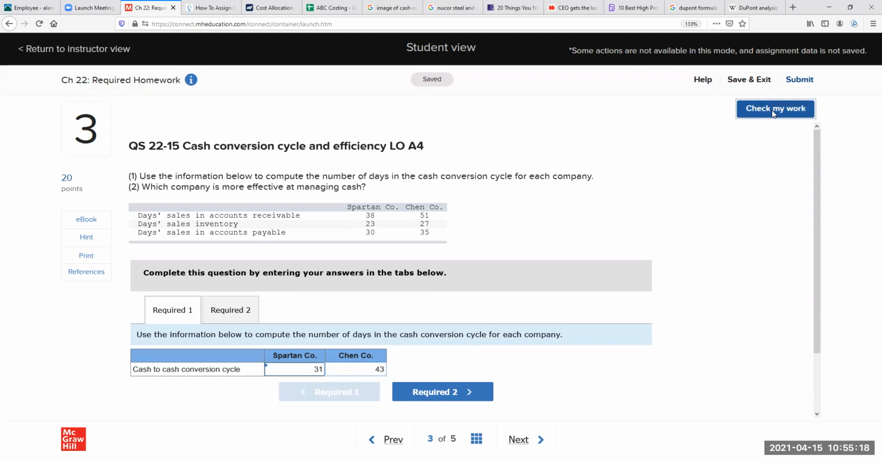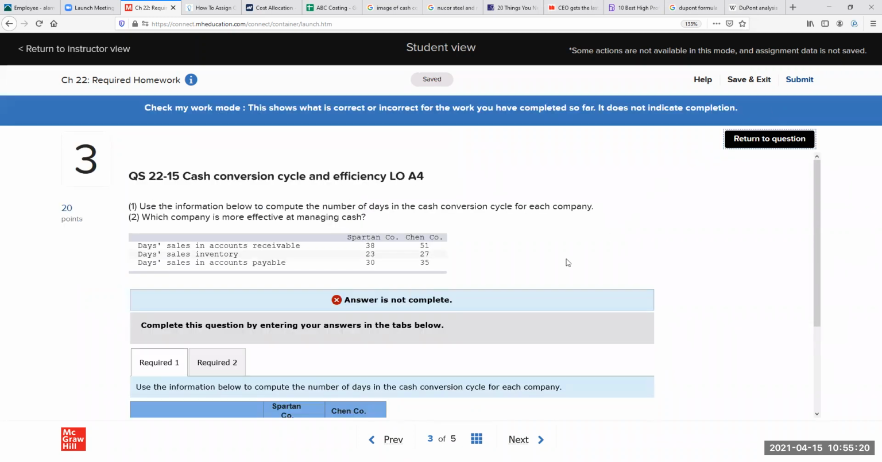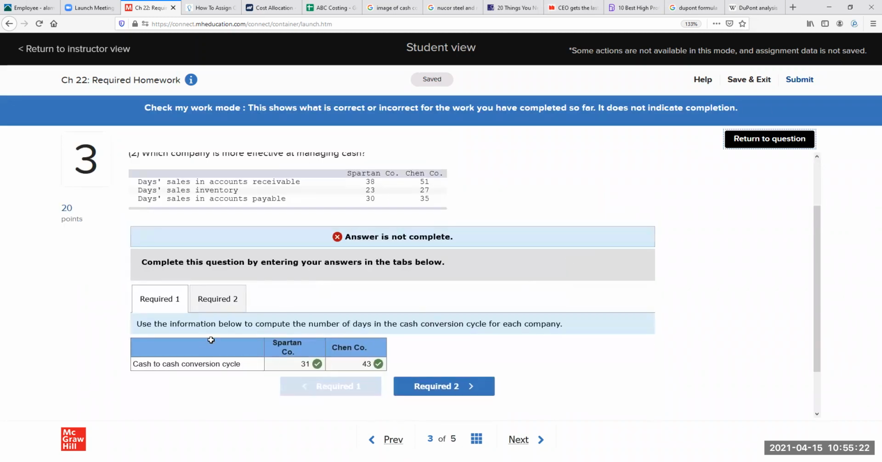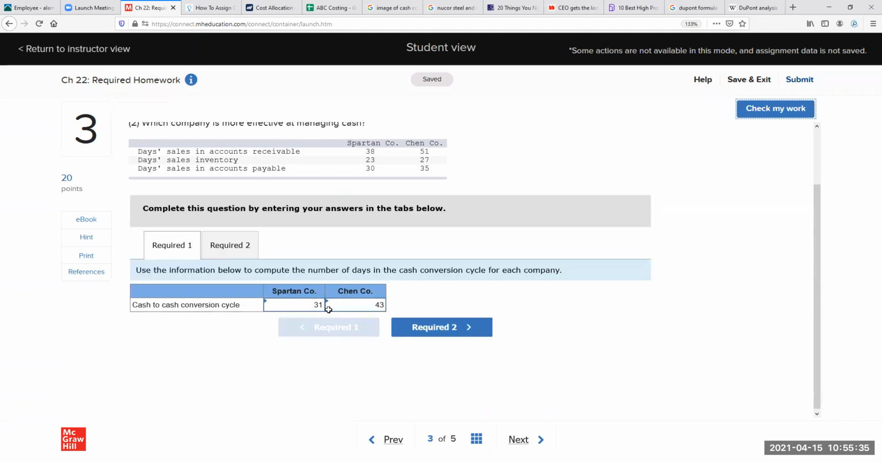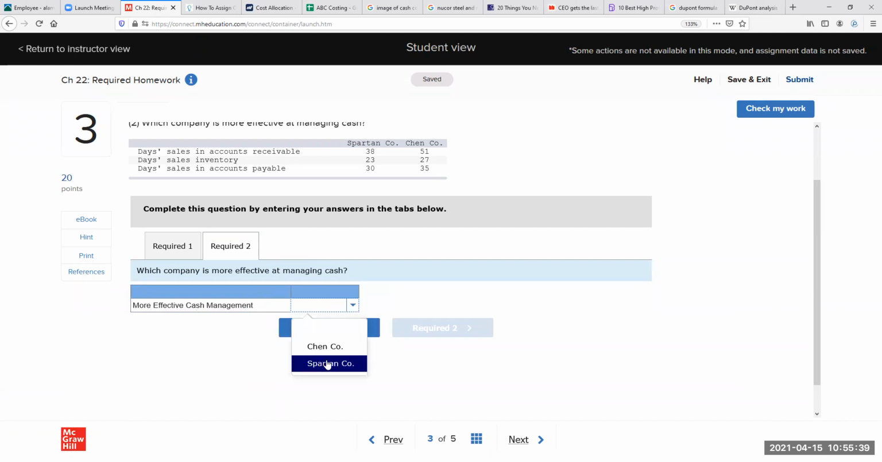All right. So let's check my work, see if I was wrong. Oh, all right. Got lucky. So which one's more effective? Spartan is. More effective cash management. Spartan? Oh, I got to go back. All right. So now Spartan would be the answer there.